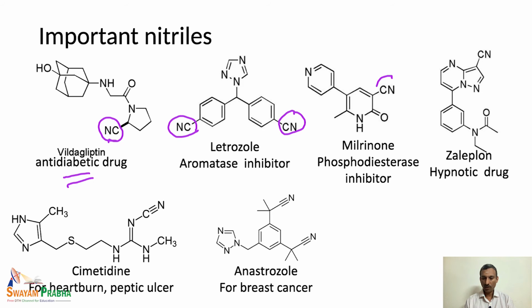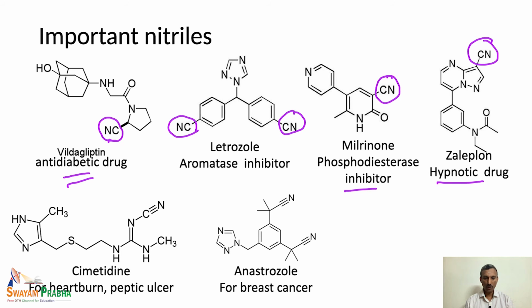This also has a cyanide unit, and this is also a drug candidate, used as a phosphodiesterase inhibitor. And there is another drug, a hypnotic drug, which also has a cyanide moiety. Cimetidine and anastrozole are other important drug candidates, used for treating either heartburn, peptic ulcer or breast cancers. So, they are given here.